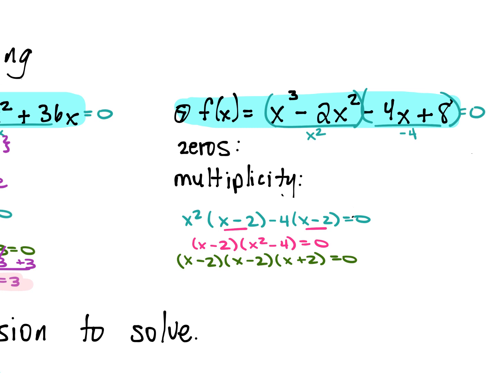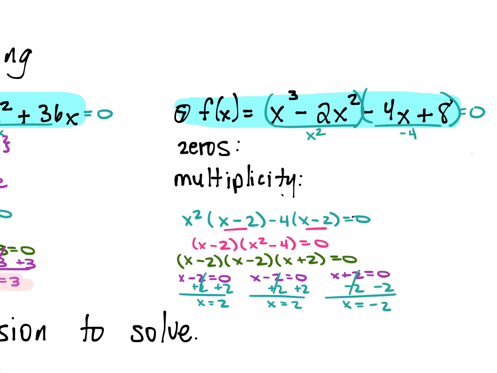So for this one, from here, you set each of these parentheses equal to 0 and you solve. So x minus 2 is equal to 0, x minus 2 is equal to 0, x plus 2 is equal to 0. Move your 2 over, move your negative 2 over. Add your 2 to both sides. You get x is equal to 2. Same thing with this one. And then with this one, you subtract the 2 from each side and get that x is negative 2.